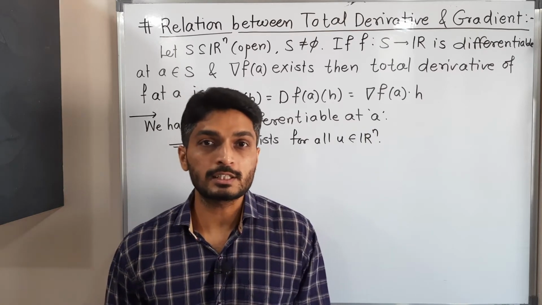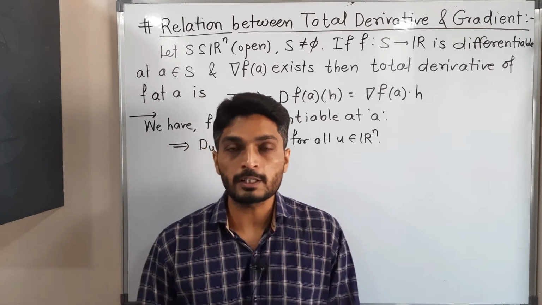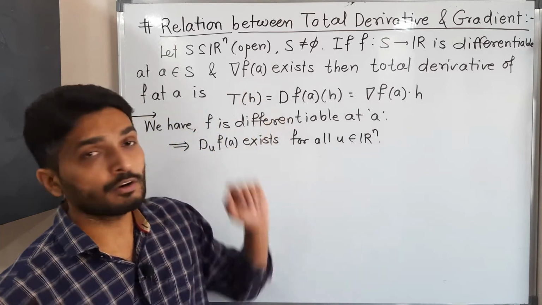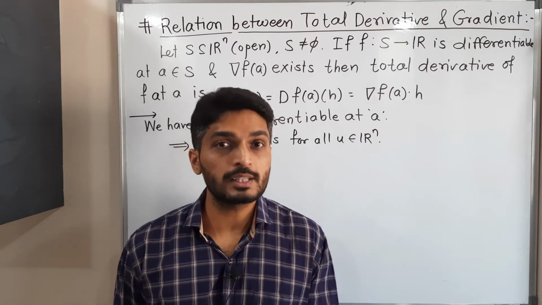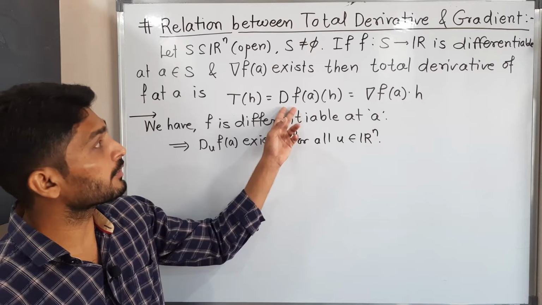This result says that the function should be differentiable. Obviously it should be differentiable, then only we can find its total derivative. And the second thing, the gradient of f at a should exist. If f satisfies these two conditions, we can find the total derivative of f at a.